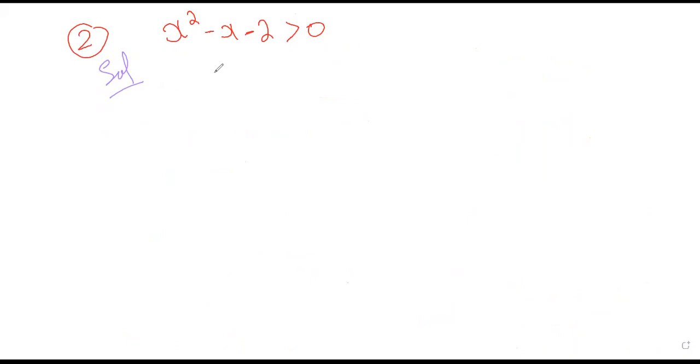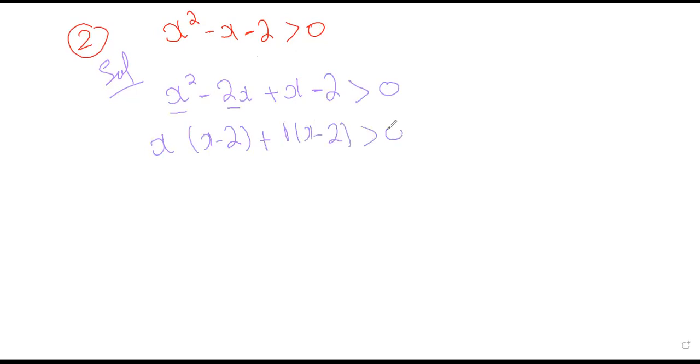So we think of two numbers such that when we multiply them, we get minus 2, and when we add them, we get minus 1. So what will the two numbers be? x square minus 2x plus x minus 2 greater than 0. I have to factorize. I can take x common, x minus 2, plus I can take 1 common, x minus 2 greater than 0. And I have x plus 1, x minus 2 greater than 0.